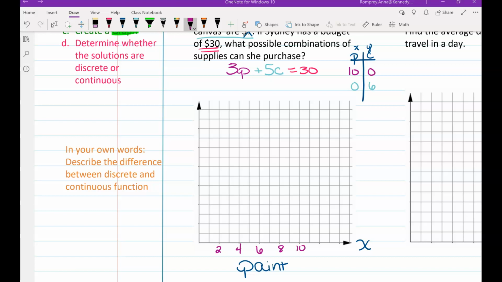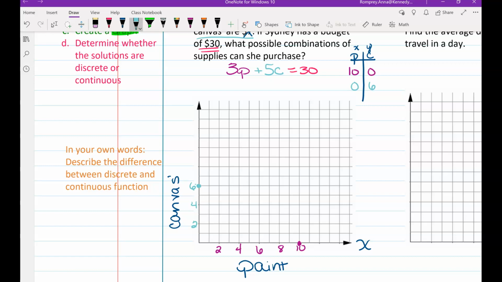Okay, so maximum number of paints we can purchase, 10 paints. All right, now I'm going to do the same for canvas. So my canvases, we had a maximum of 6, 2, 4, 6, so 0, 6. Okay, so now we just need to find one more pair that's going to give us $30.